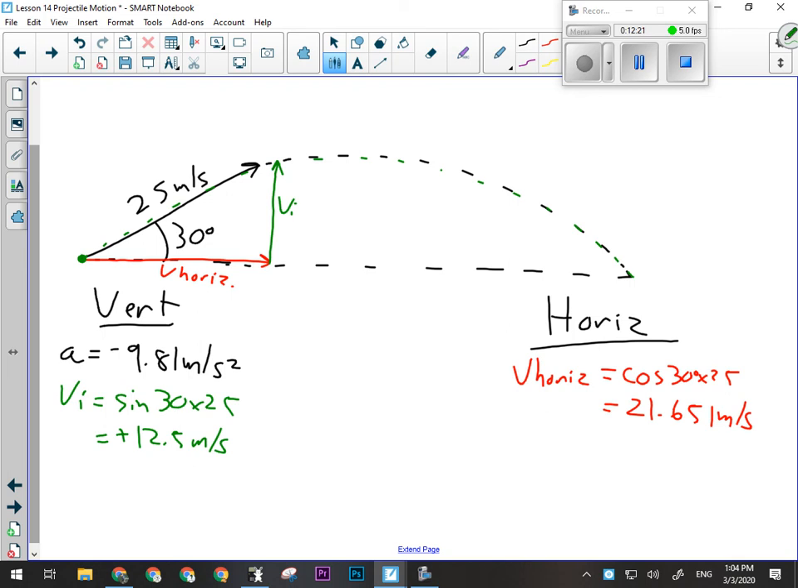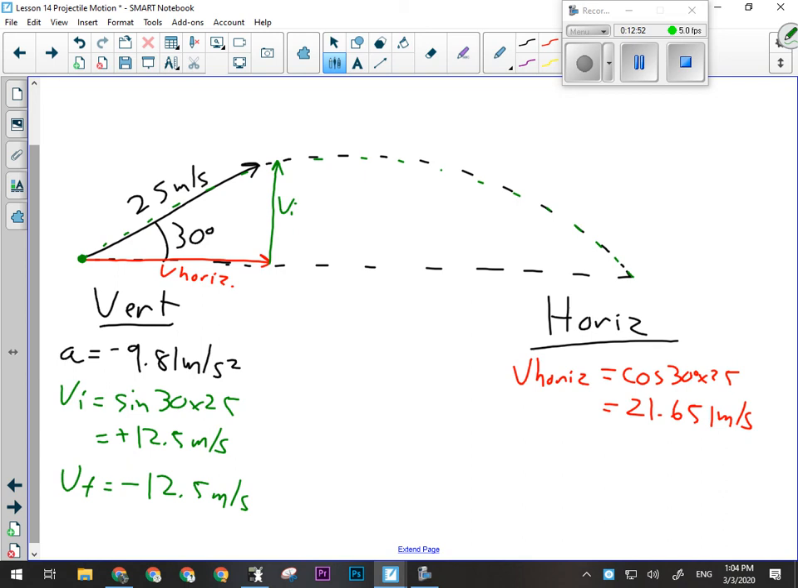Okay? So an object that's launched at an angle will have the same vertical initial and vertical final velocities, provided it's on a level surface. As long as that d is the same, it's going to be the same number when it comes back down. Right? Everybody okay with that idea? Yes? Okay. So that means then that VF will be negative 12.5 meters per second.